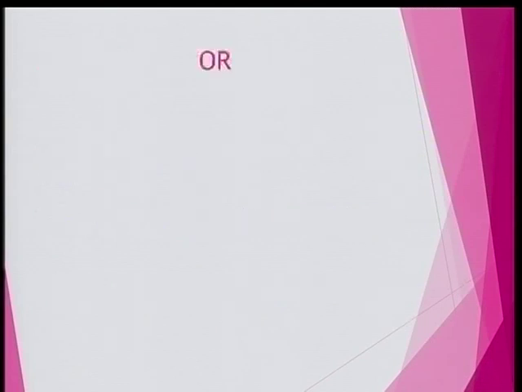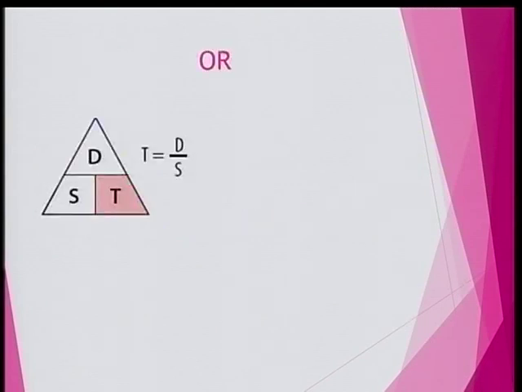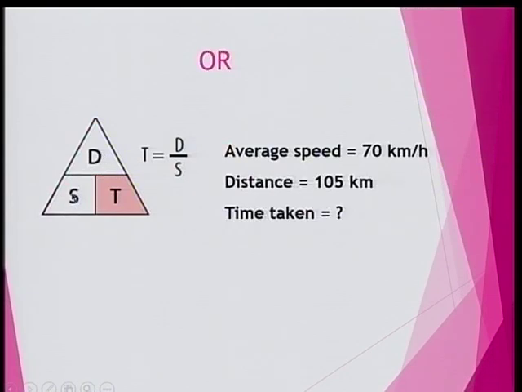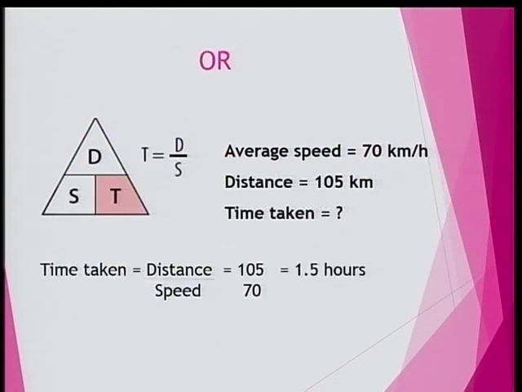Again, alternatively, I could have used the triangle here. That is, I need to find time, and time will be given by distance over speed. So we were given the average speed as 70 kilometers per hour and the distance as 105 kilometers. So to find the time taken, it's going to be distance over speed, that is 105 over 70, which gives me 1.5 hours.